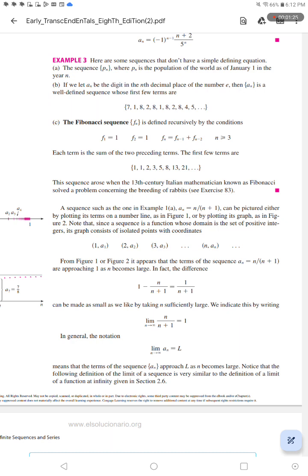The sequence arose when the 13th century Italian mathematician known as Fibonacci solved a problem concerning the breeding of rabbits. See exercise 83.